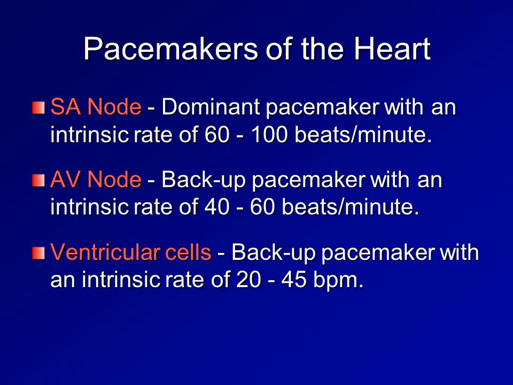SA node, dominant pacemaker with an intrinsic rate of 60 to 100 beats/minute. AV node, backup pacemaker with an intrinsic rate of 40 to 60 beats/minute. Ventricular cells, backup pacemaker with an intrinsic rate of 20 to 45 bpm.